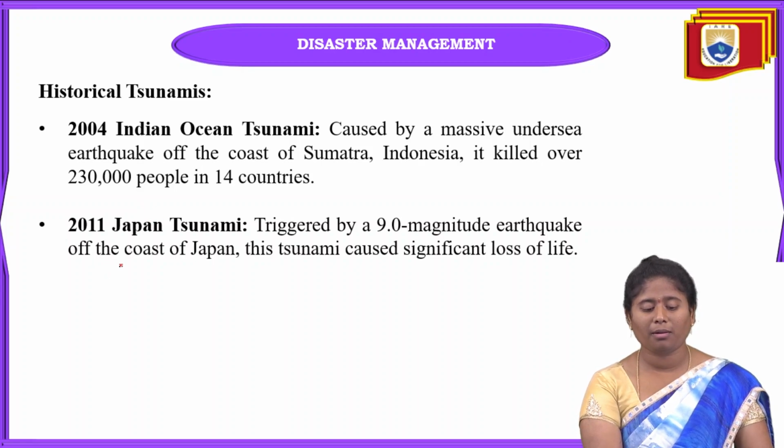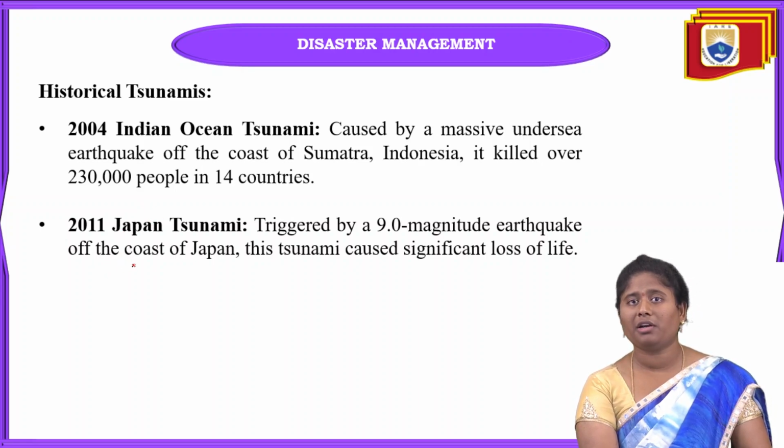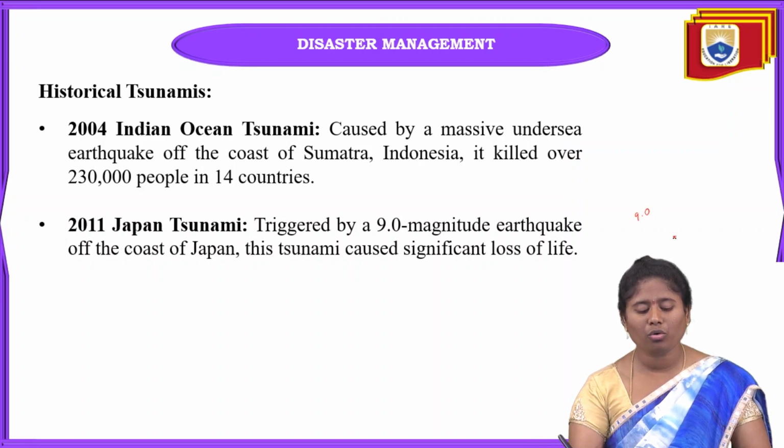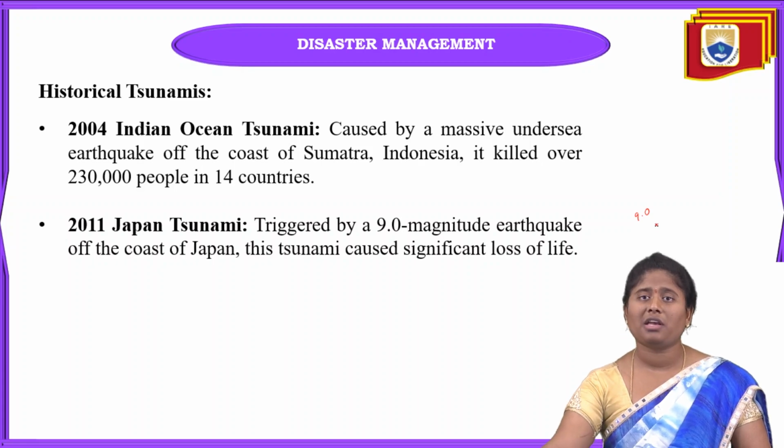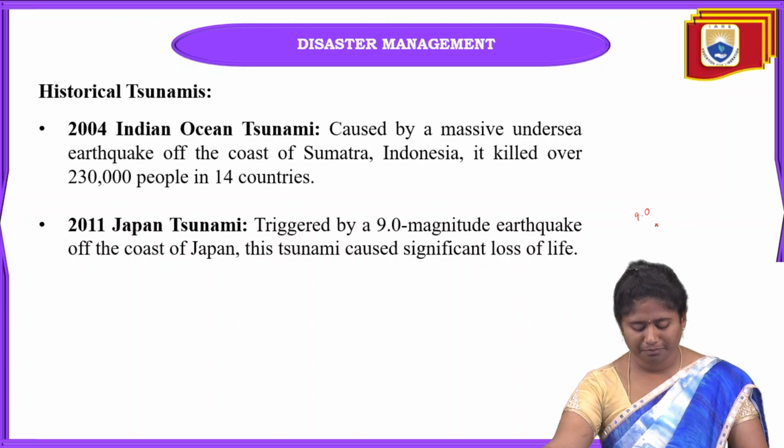And the next country where a tsunami occurred is Japan. In 2011, a tsunami occurred in Japan. At that time, a 9.0 magnitude earthquake occurred, and due to that magnitude of earthquake, a tsunami occurred in that area. We lost so many human lives and the ecosystem, and there was so much property loss also.